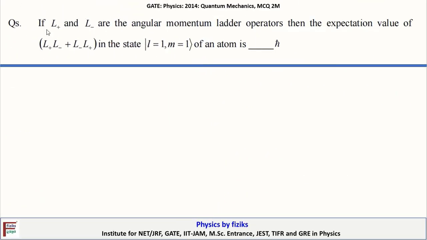If L plus and L minus are the angular momentum ladder operators, then the expectation value of L plus L minus plus L minus L plus in the state l equals 1, m equals 1 of an atom is? So let us determine what is the value of L plus L minus. Solution. We have now L plus is defined as Lx plus ILy, and L minus is defined as Lx minus ILy.